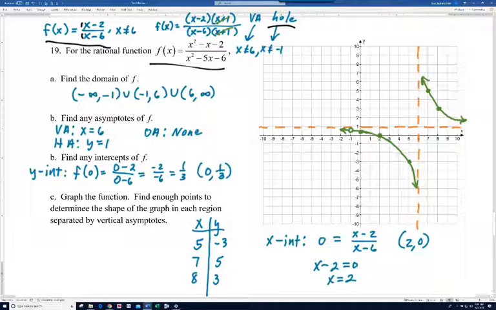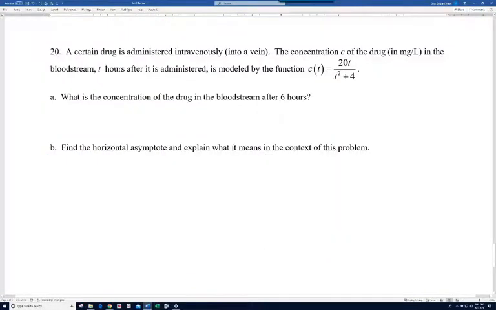All right, let's move on to the last problem. So on number 20, I would encourage you to read this. I'm just going to do it to save some time here. It says, what is the concentration of the drug in the bloodstream after 6 hours? Well, 6 hours, t is 6 here. T stands for time. The concentration is what they're calling C of t. And so basically what they're asking us to find here is C of 6.